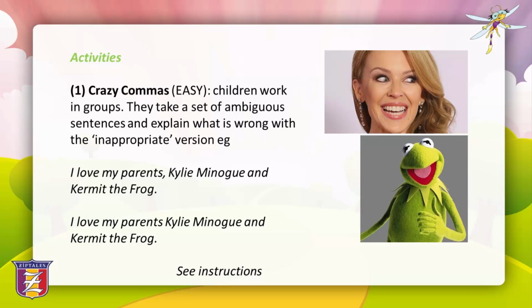Activities. 1. Crazy commas. Children work in groups. They take a set of ambiguous sentences and explain what is wrong with the inappropriate version. For example, I love my parents, Kylie Minogue, and Kermit the Frog. Or, I love my parents, Kylie Minogue, and Kermit the Frog.